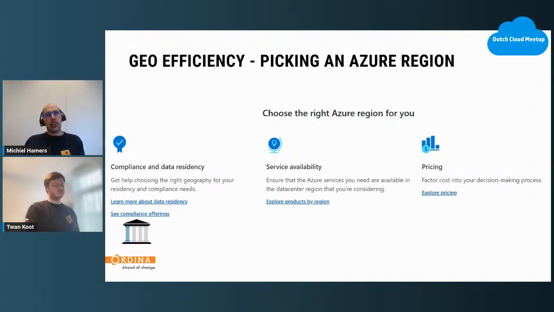One other thing that you need to keep in mind is the serviceability, so you need to check if the services that you want to consume are available in that data center. And when you download this presentation, the link is also clickable. You can explore the products by region, via the link, to check all the services that are available within each data center. And therefore, you know that one service is available, one service is not available, and you can choose the right region for you. And the same counts for pricing itself, because pricing is not the only part in your decision-making process, I hope.